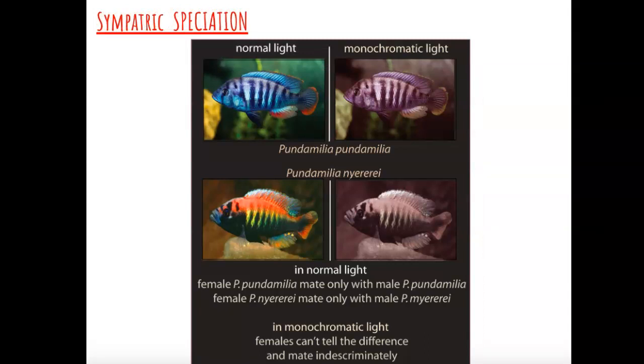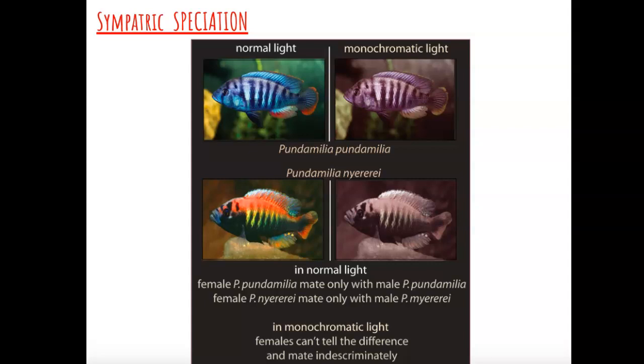We can actually see this in cichlids. So in normal light, female Pundamilia mate only with male Pundamilia, and female Nyererei only mate with male Nyererei. But in monochromatic light, the color differences between the species go away, females can't tell the difference and will mate indiscriminately. And so that preference for mate is based on color.